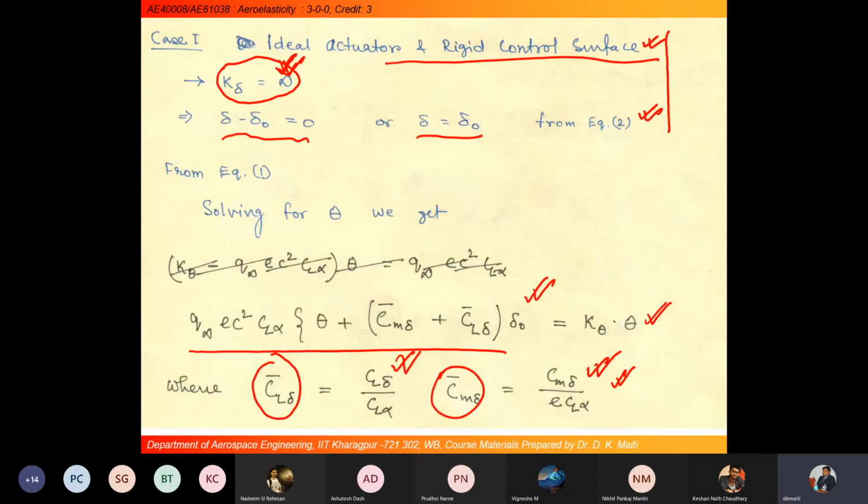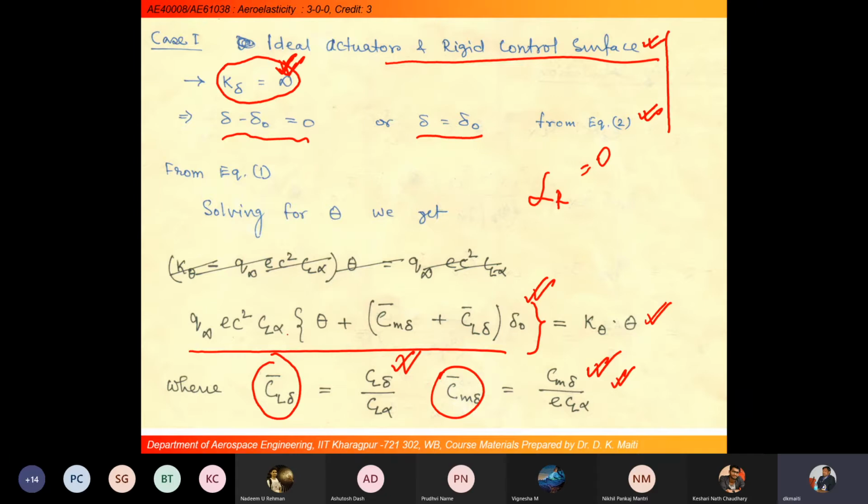We are now expressing this equation in terms of non-dimensional parameters. So we have taken here q infinity e c square Cl alpha, and in this case, as I discussed earlier, alpha r equal to 0. So I am taking only the theta value here, and we define Cm delta by e Cl alpha as Cm delta bar. So Cm delta bar plus Cl delta bar. Similarly, Cl delta bar we have defined as Cl delta by Cl alpha, whole thing multiplied by delta naught, and that is equal to 0. So actually the bracket will end here.